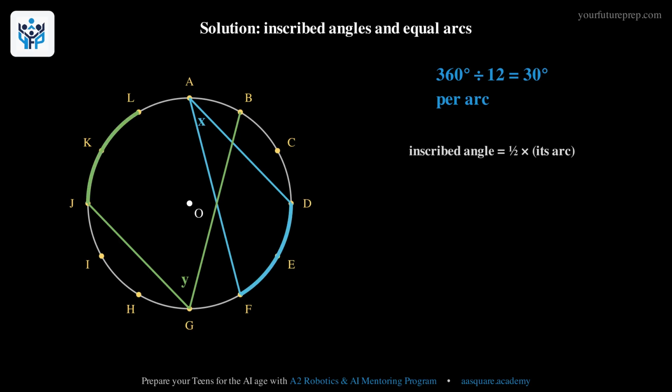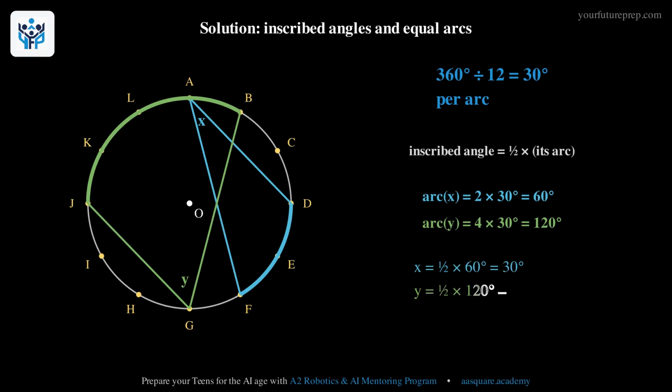Look at angle X. Its intercepted arc spans two of the small arcs. So that arc is 2 times 30, which is 60 degrees. Angle Y intercepts 4 of the small arcs. So its arc is 4 times 30, which is 120 degrees.